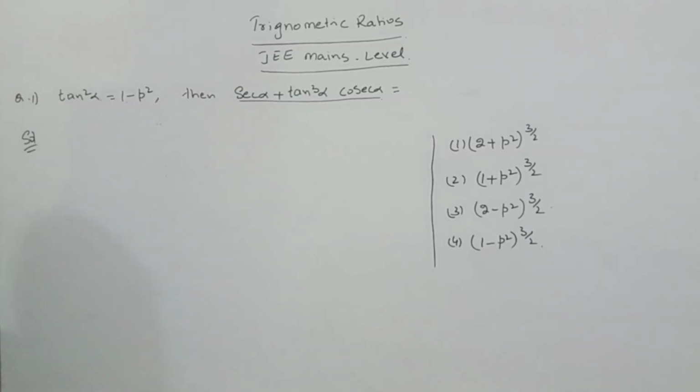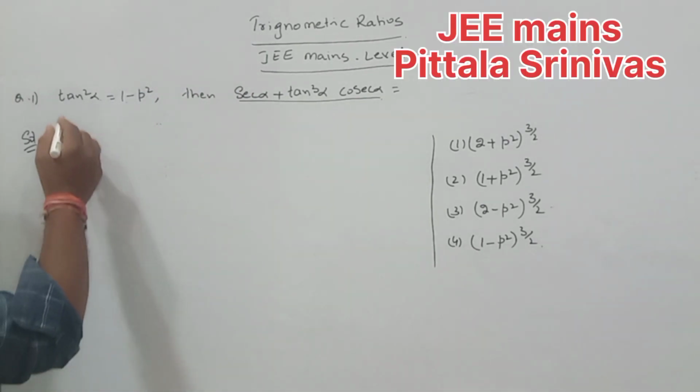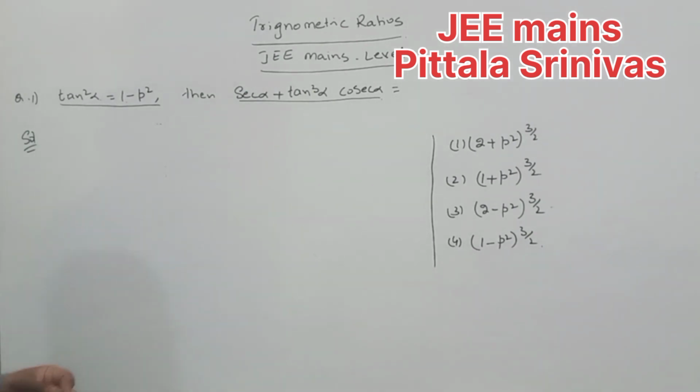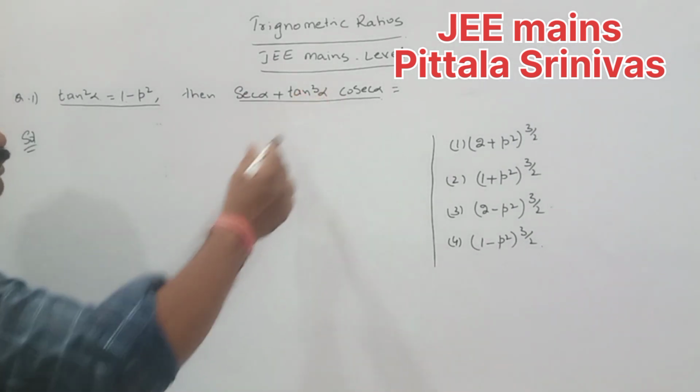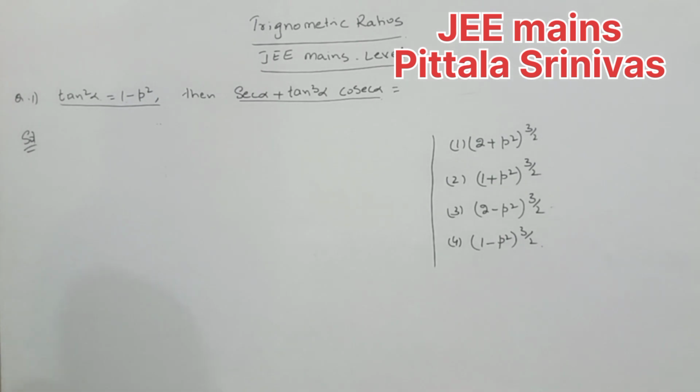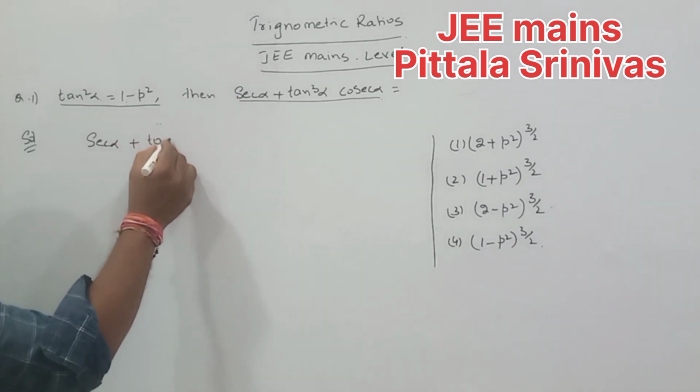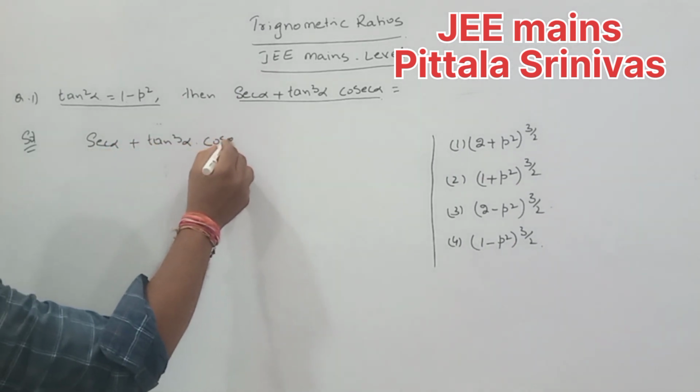The problem is on JEE Mains level. Here we are given tan square alpha is equal to 1 minus p square. We have to find sec alpha plus tan cube alpha into cosec alpha. So here we have sec alpha plus tan cube alpha into cosecant alpha.